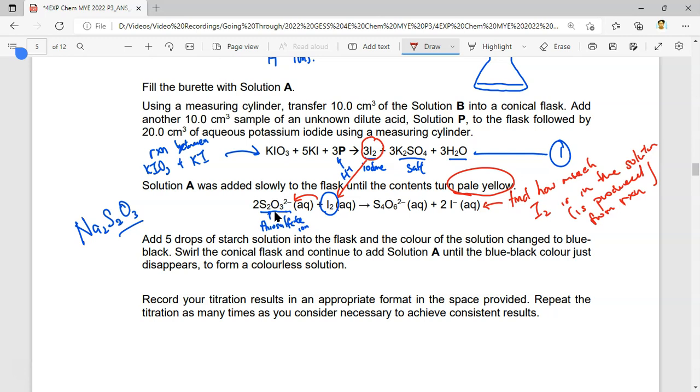So the burette reading starts here. This is my initial burette reading, which should be 0.00 cm³. When I start adding, that's the start. Once it turns pale yellow, add 5 drops of starch. The color of the solution is supposed to turn to blue-black. So the solution turns from pale yellow to blue-black.